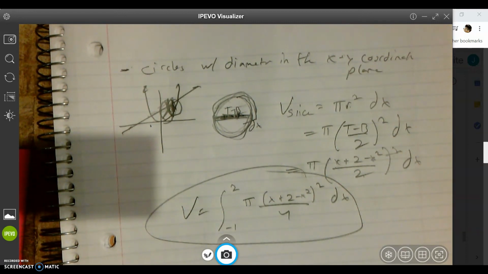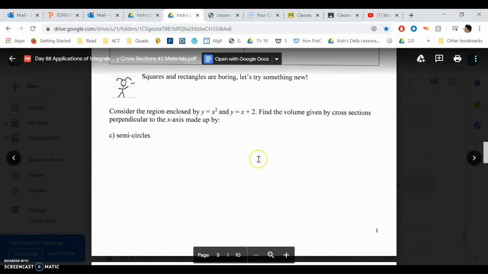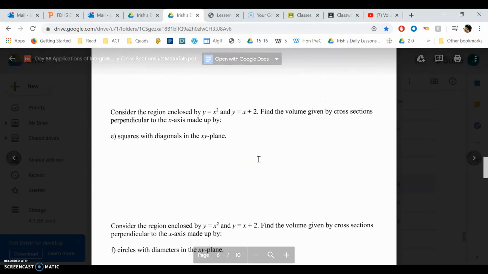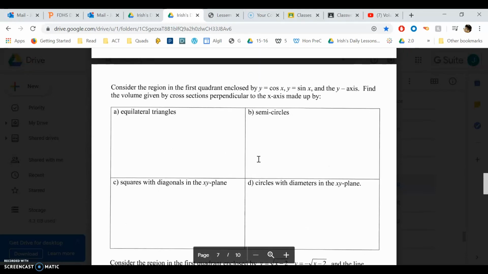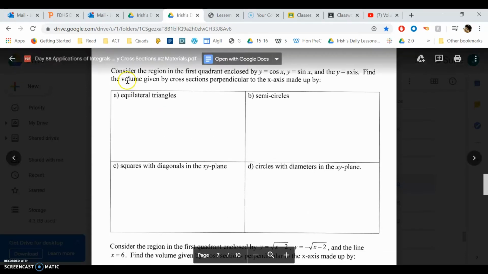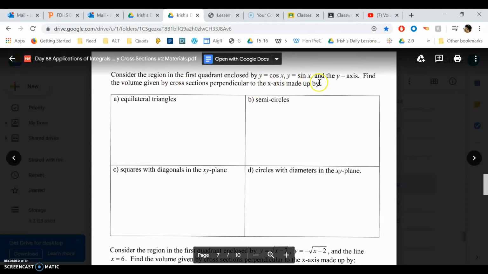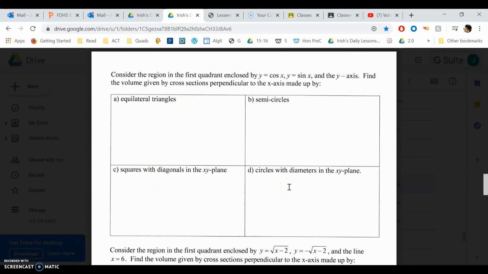And so what I want you to do right now is scroll down. We did equilateral triangles. We did that. So here's our new problem right here. Consider the region in the first quadrant enclosed by y equals cosine of x, y equals sine of x, and the y-axis. Find the volume given by the cross-sections perpendicular to the x-axis made up by A, B, C, D. Okay, so pause the video, write that down in your notes, and try and do all those.